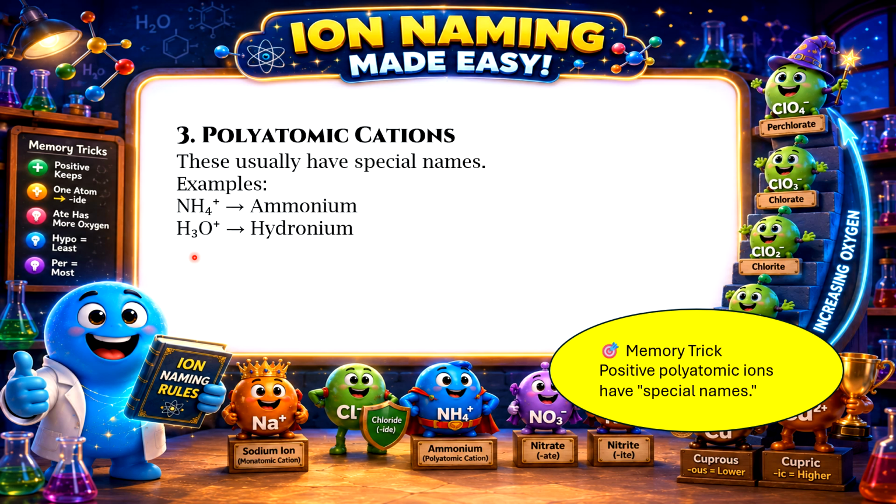Some positive polyatomic ions have special names. You just have to learn them by heart, like NH4+, which is known as ammonium. H3O+ is hydronium. So what's the memory trick for this? Positive polyatomic ions have special names. So these are the two you can remember.